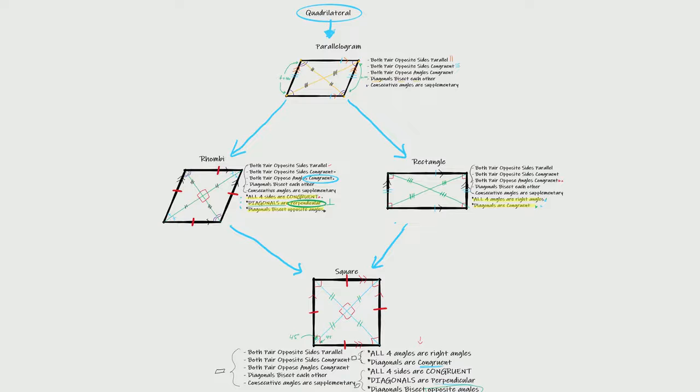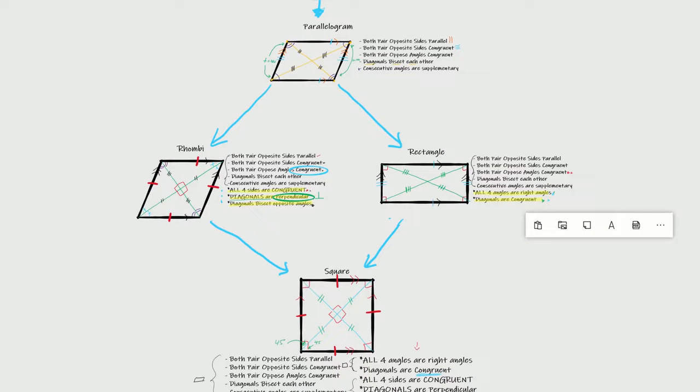And so one way to think of it is that you can kind of go down, right? So if you follow the arrows, those are the only possibilities that it can be. So a square can be a rectangle or rhombus in a parallelogram, but a parallelogram cannot be a square unless it has the properties of a rectangle and a rhombus.